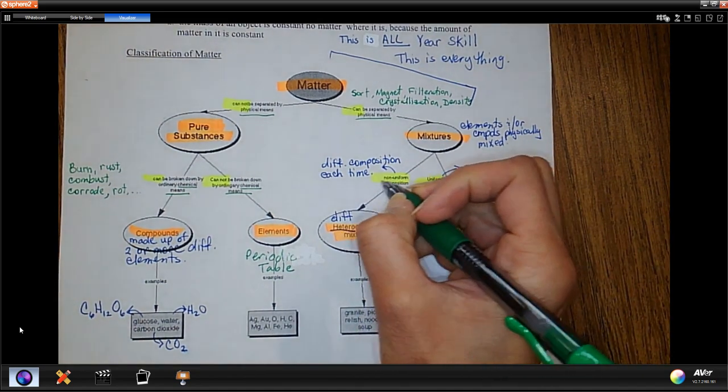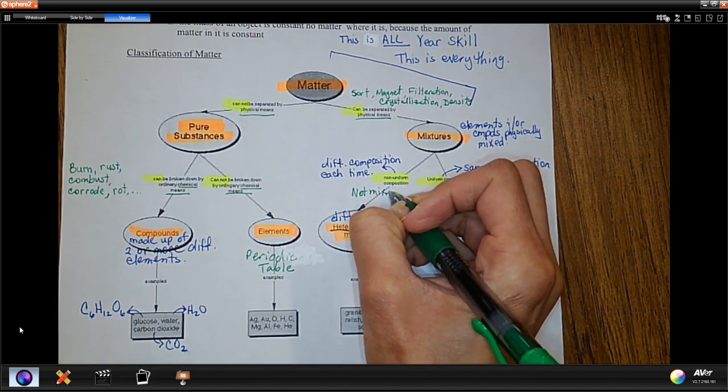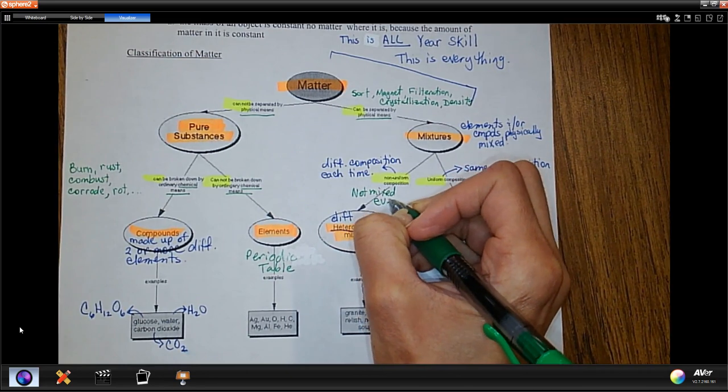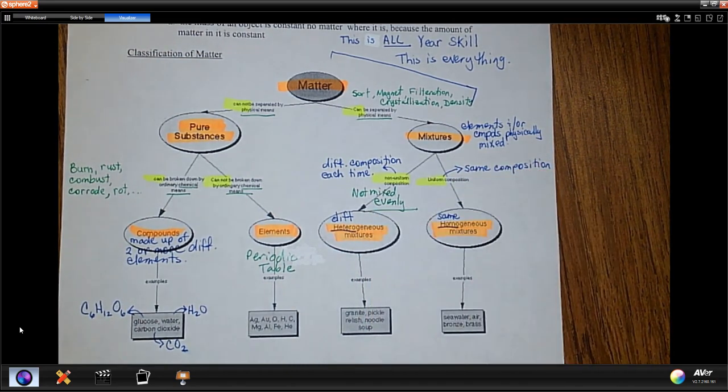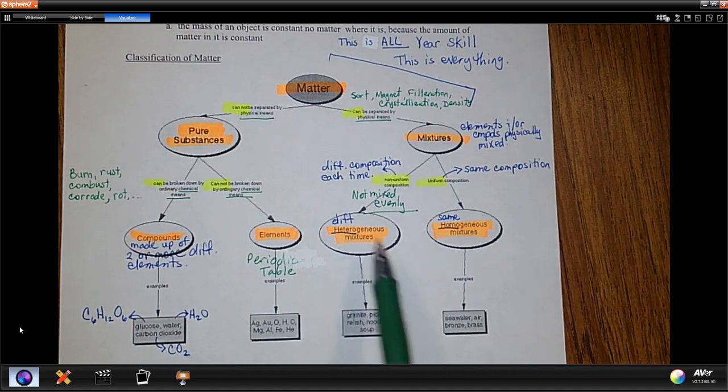So I'm going to write here, not mixed evenly. And that's a really big deal. So if it's not mixed evenly, we say it's a heterogeneous mixture. Examples would be granite, pickle relish, and noodle soup.